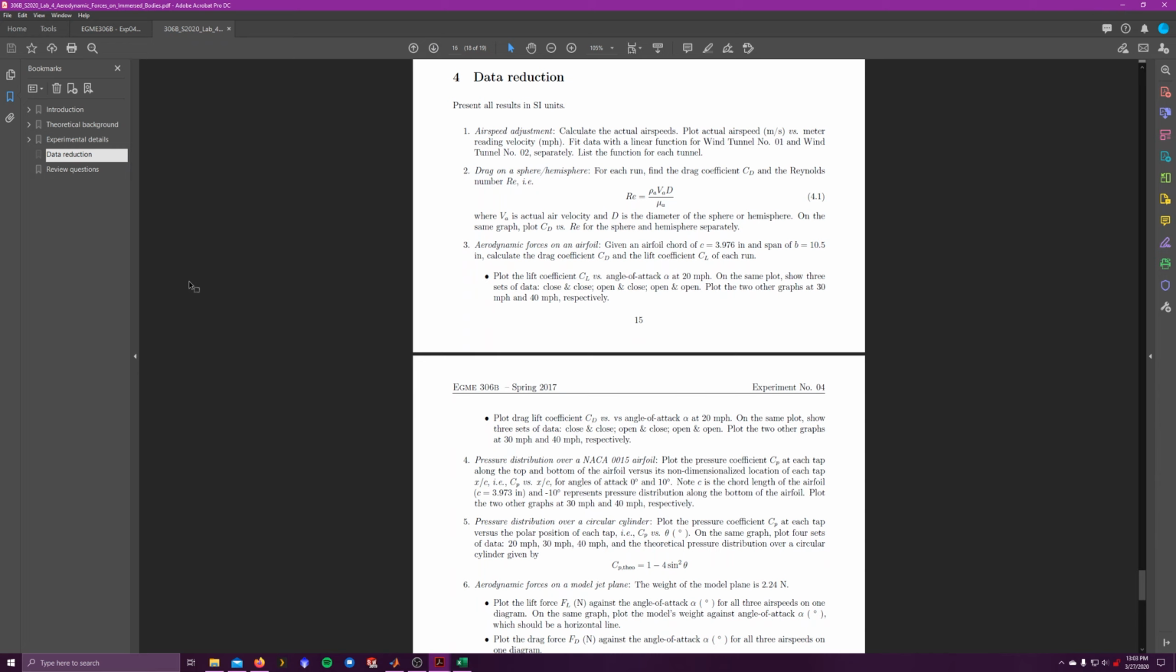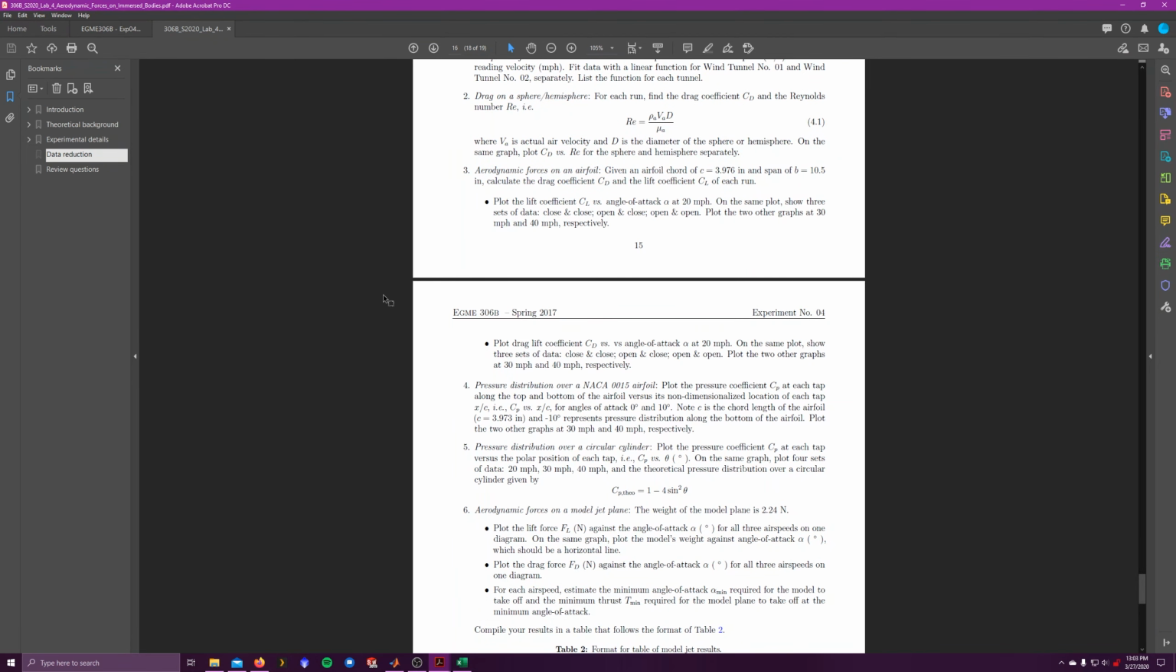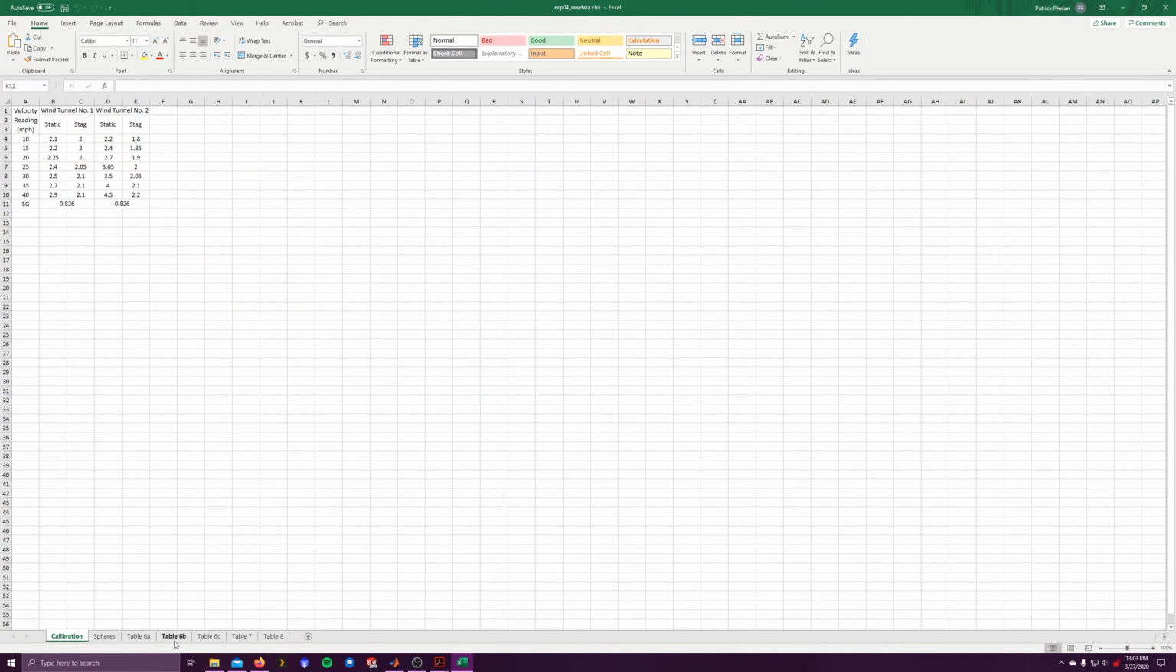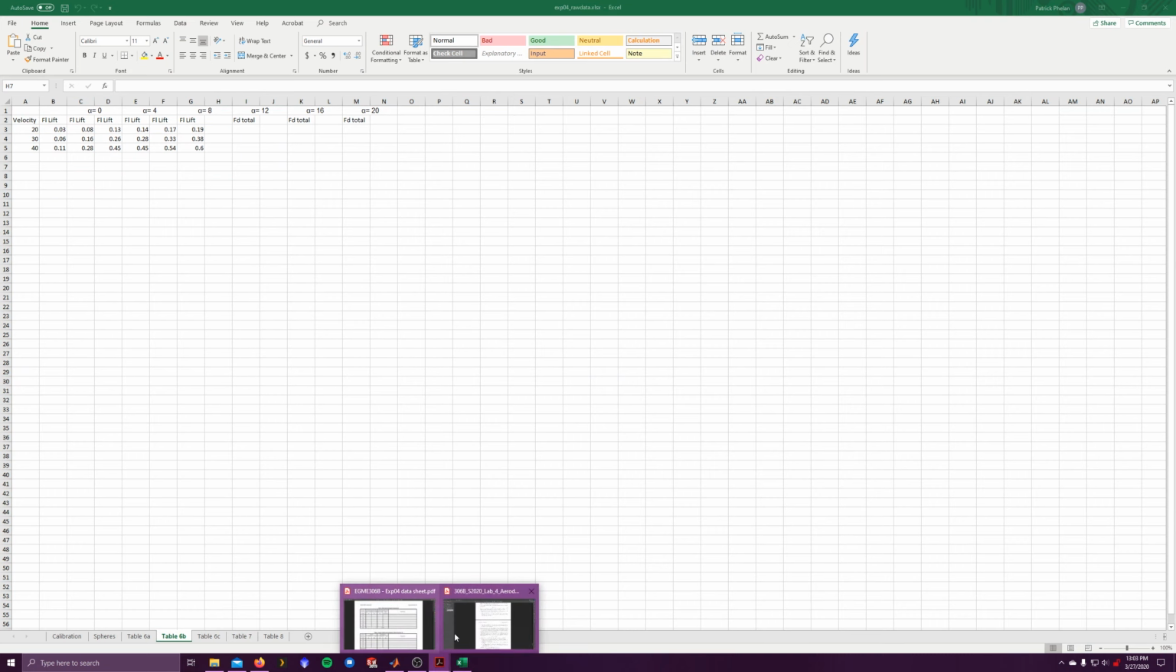and then we're going to get our velocity that way. Okay, then we're going to measure the drag on a sphere and hemisphere. Then for the airfoil, we're going to find the lift coefficient for different angles of attack and different airspeeds. For this, we don't have drag data. So if we go here, we have lift data, but we don't have drag data, so we're only going to do it for the lift.